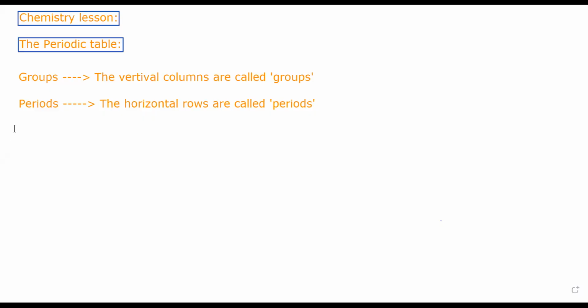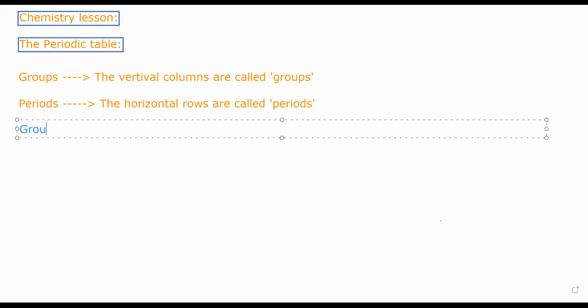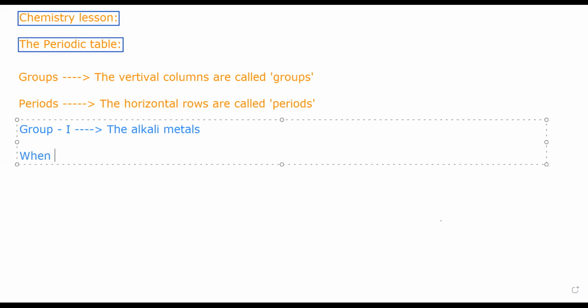Okay, we are already familiar with groups and periods. Now let's talk about group 1 metals. Group 1 metals are called the alkali metals. And why are they called the alkali metals? Because when they react with water, they form alkali and hydrogen gas.